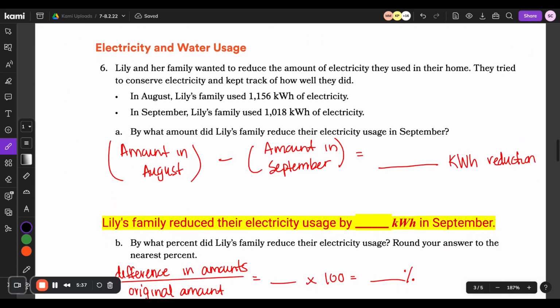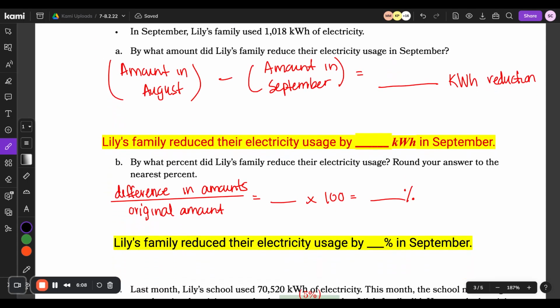For number 6, to find your difference in amounts for this one here, your amount in August subtracted by your amount in September is going to be the amount that you have reduced the amount of electricity by. This is kilowatt. KWH is kilowatts of electricity. And so Lily's family reduced their electricity usage by this many kilowatts. So this one isn't a percent. This is just basic subtraction for this first part.